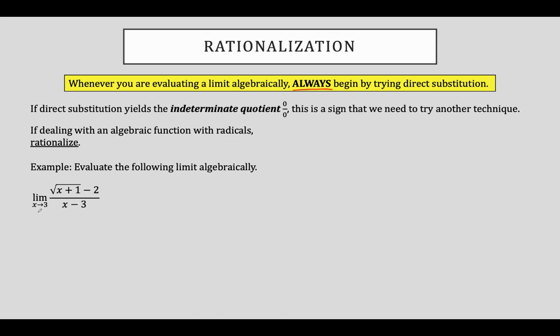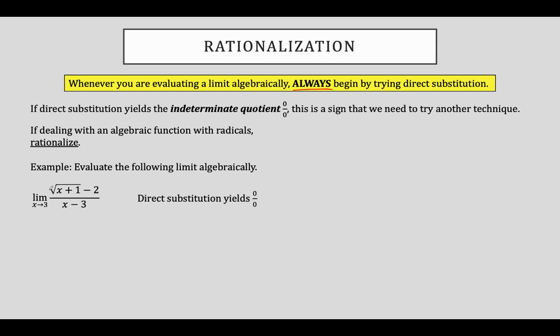Here we have the limit as x approaches 3 of the square root of x plus 1 minus 2, divided by x minus 3. Again, we start by trying direct substitution. If we plug in 3 for x, that gives us the square root of 4, which is 2. 2 minus 2 gives us 0. We plug in 3 into the denominator, and direct substitution gives us the indeterminate quotient 0 divided by 0.